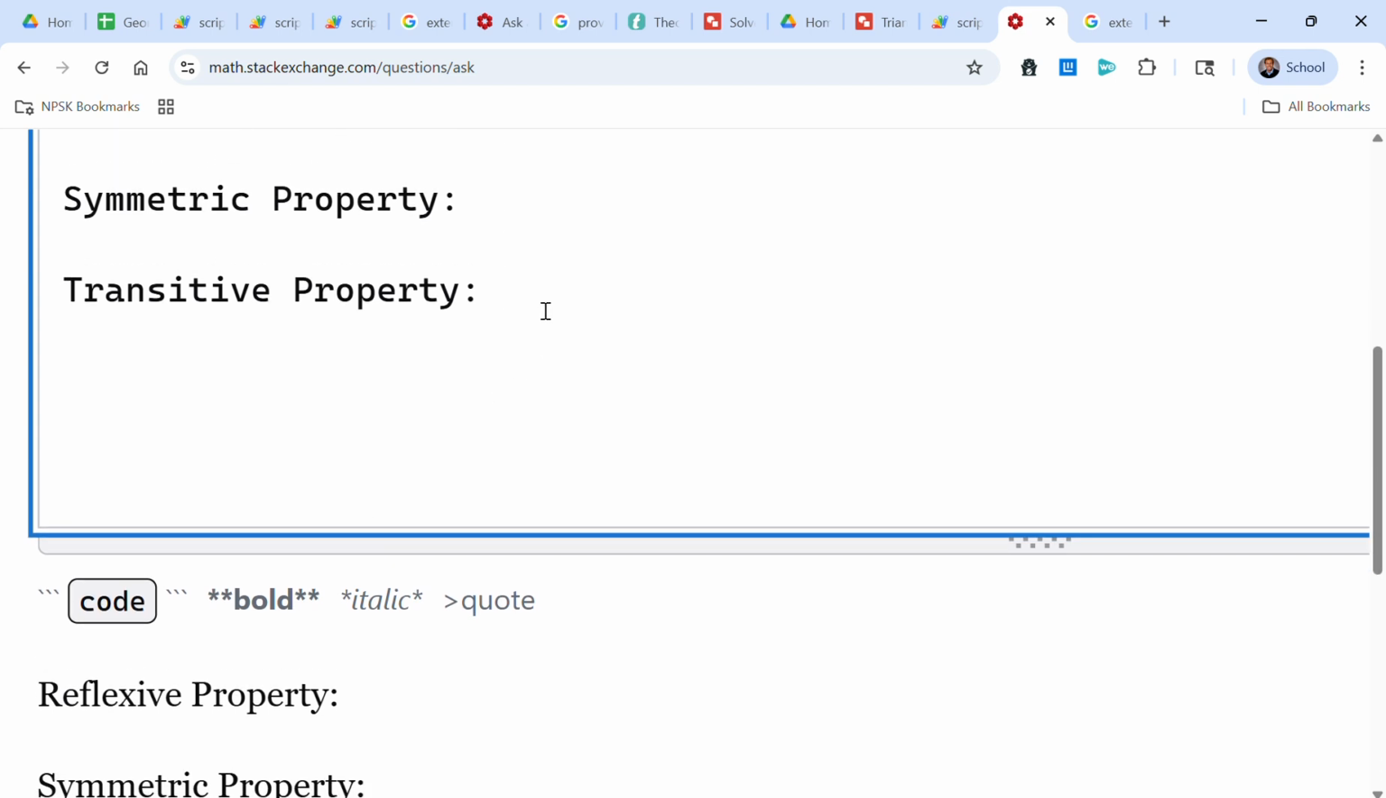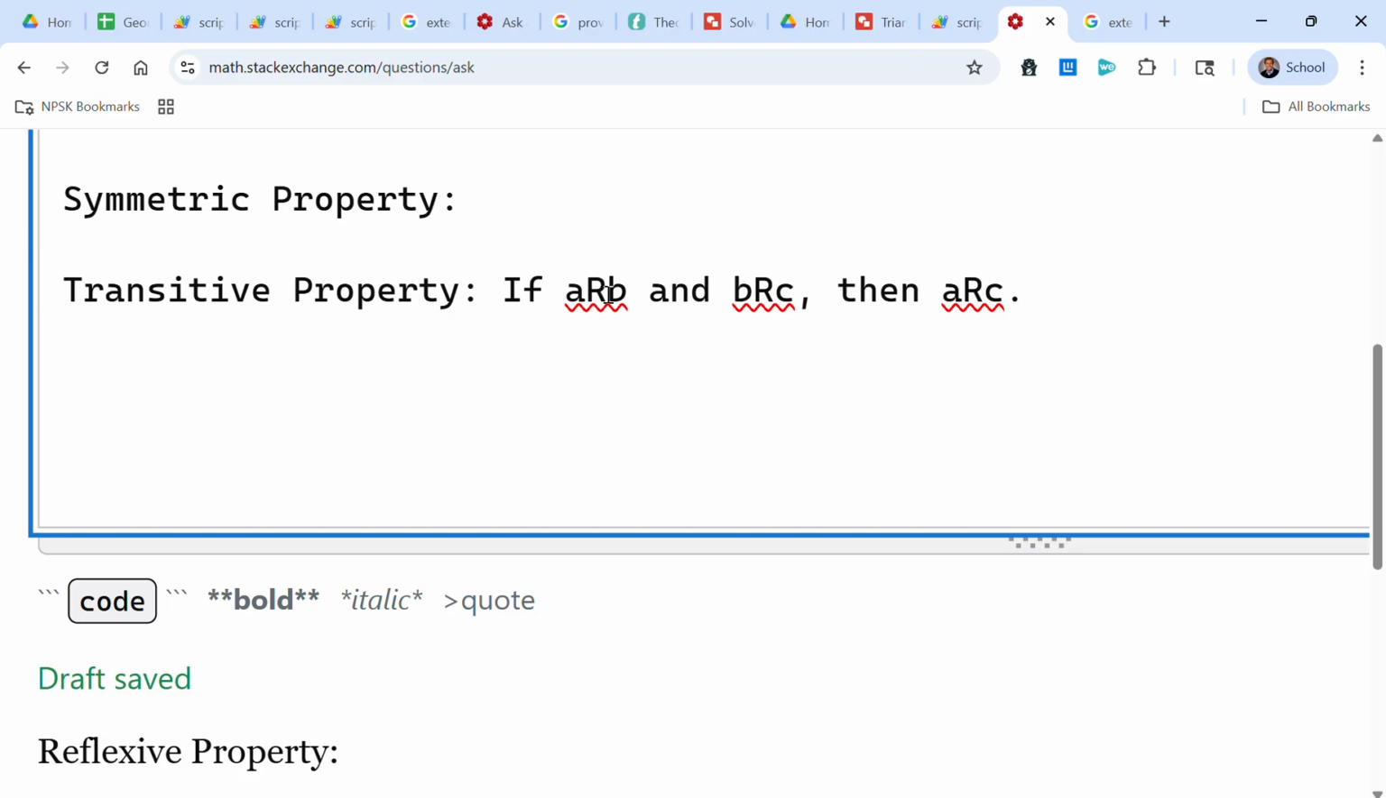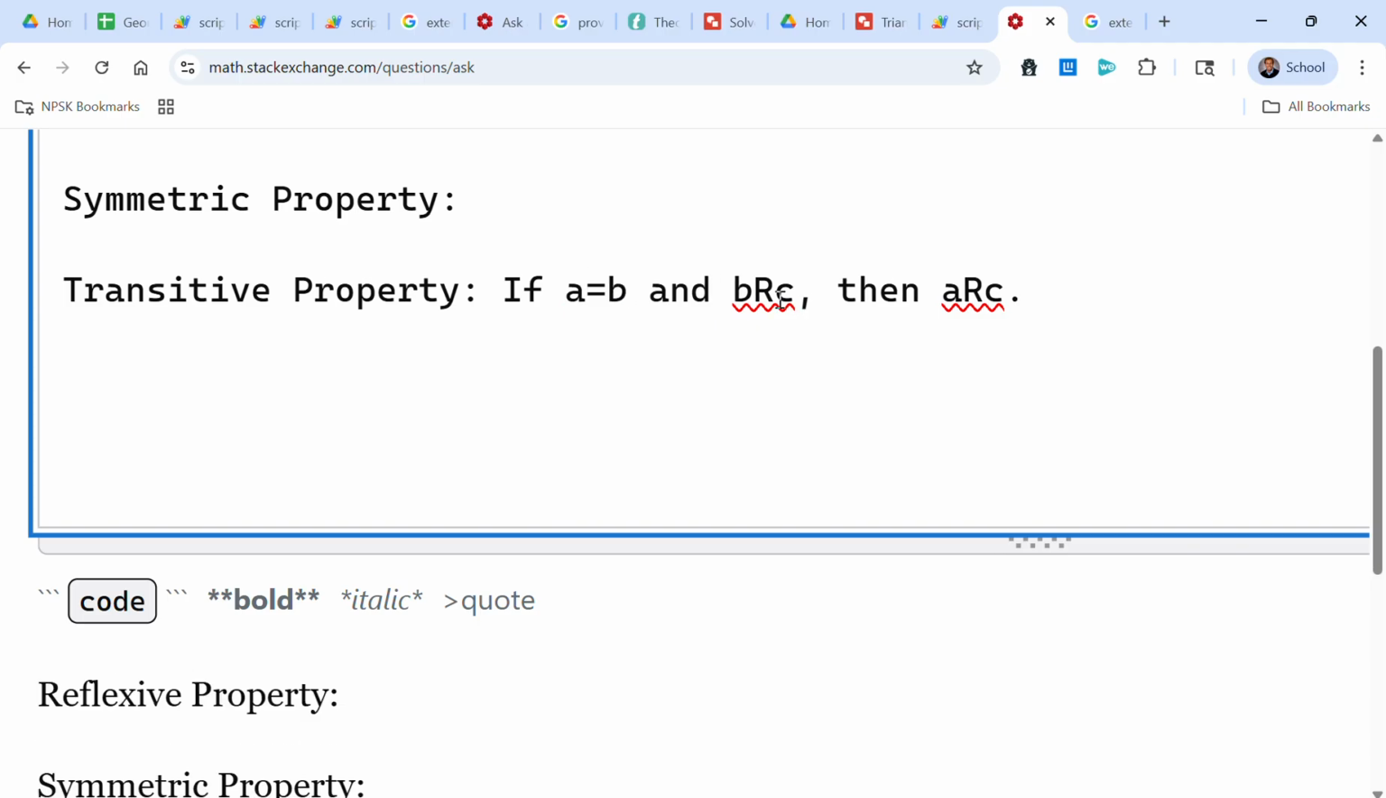So the transitive property states that if A is related to B and B is related to C, then A is related to C. And this is very common for the equal sign, so a lot of times we'll say transitive property of equality. So if A is equal to B and B equals C, then we know A equals C. So it's written like this.